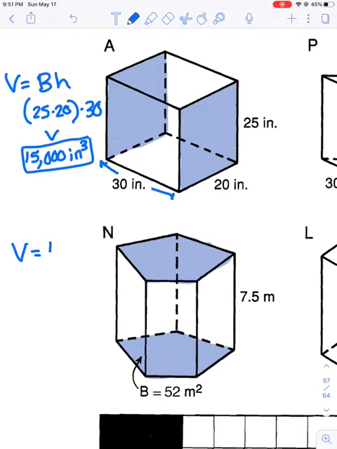So let's write down the formula. The volume equals the area of the base times the height. Look at what information they've given us. What's different here?